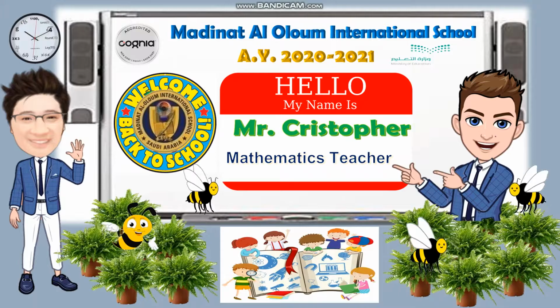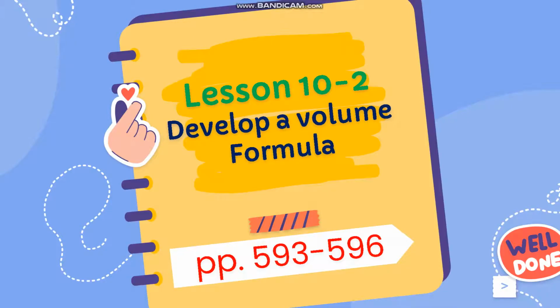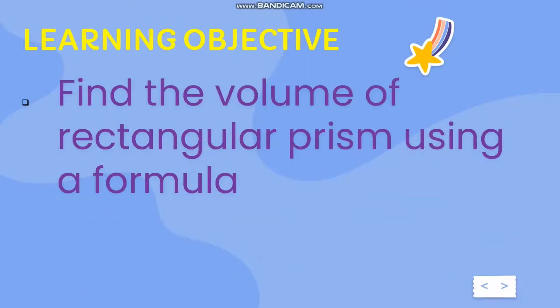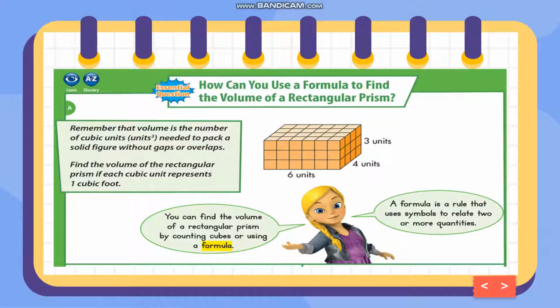Good morning, students. Our topic for today is Lesson 10-2, Develop a Volume Formula. You will find this lesson on page 593 up to 596. Our main objective for today's lesson is to find the volume of a rectangular prism using a formula.